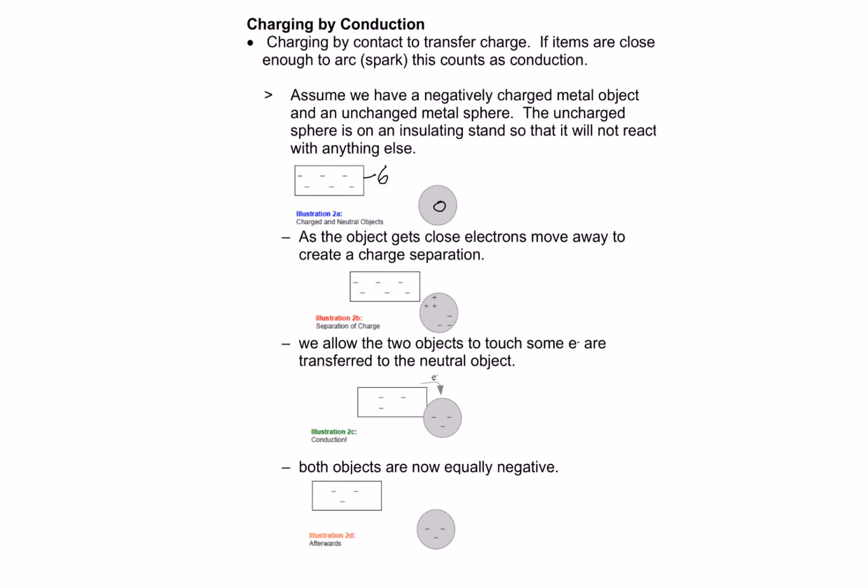And our other object was neutral, so it has a charge of 0. Once we touch them, 3 of the electrons are going to move over, so we'd end up with -3 for the rod, -3 for the object. Once we move them away, it would stay as -3 and -3.